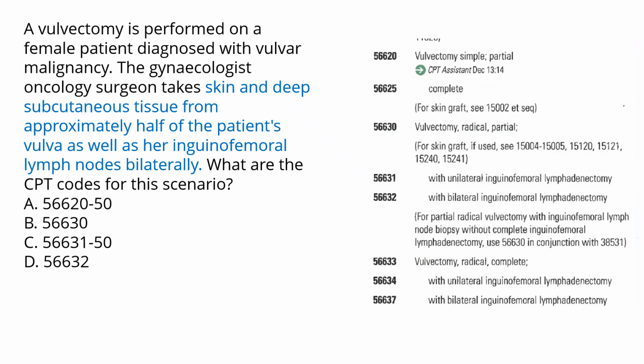And here they have clearly said that it is a removal, the patient's vulva has been removed, and the deep skin and the deep subcutaneous tissue have been removed. Now let us look at our code. The codes are 56620, 630, 631 and 632, and we need to read all the code language before zeroing down the code. So go through all this code and tell me the answer.